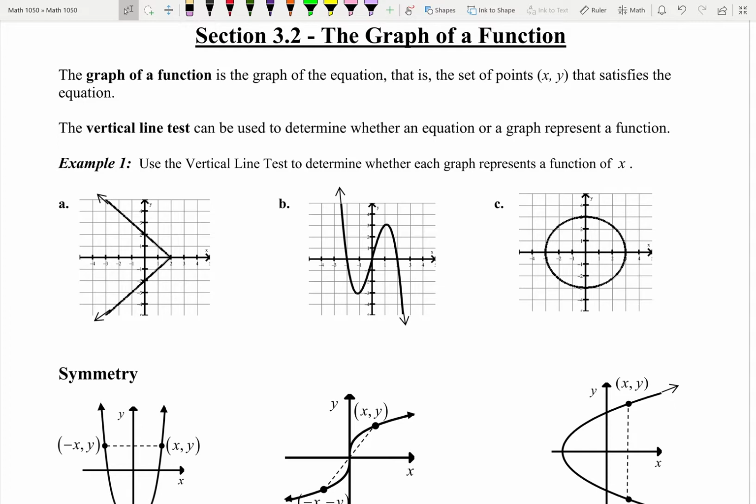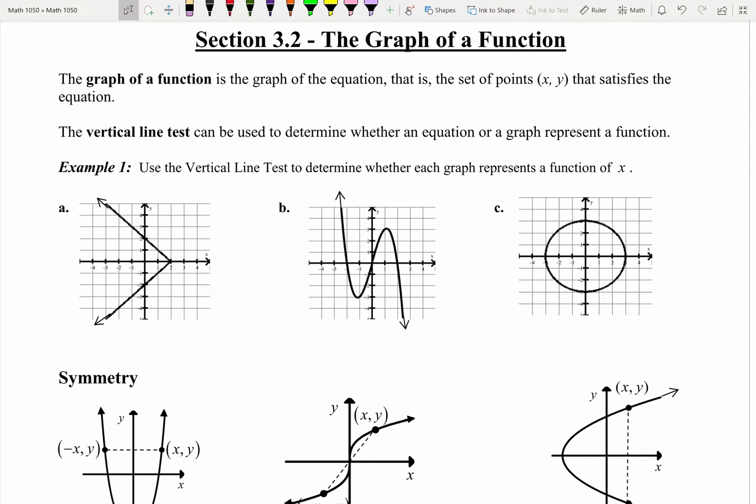Okay, here we go. So this is section 3.2, and it has to do with functions. So the graph of a function is the set of ordered pairs that satisfies the equation.